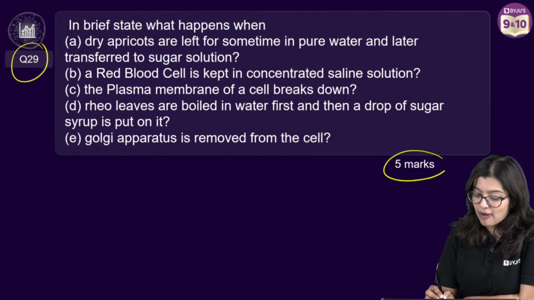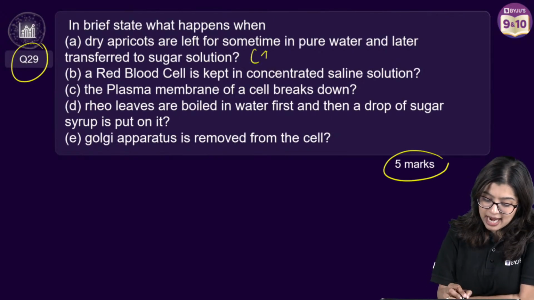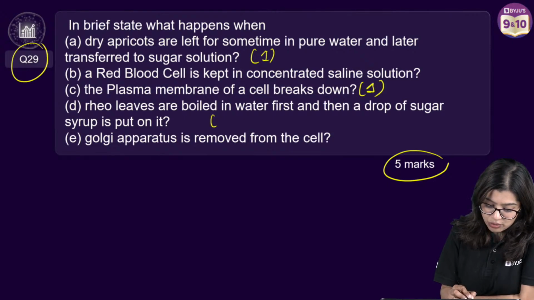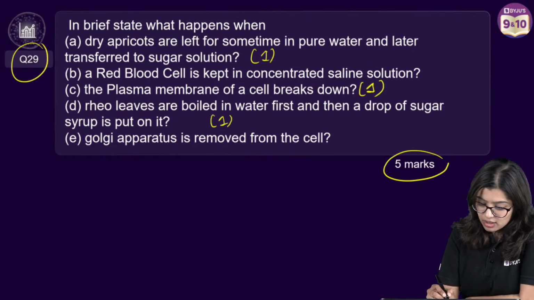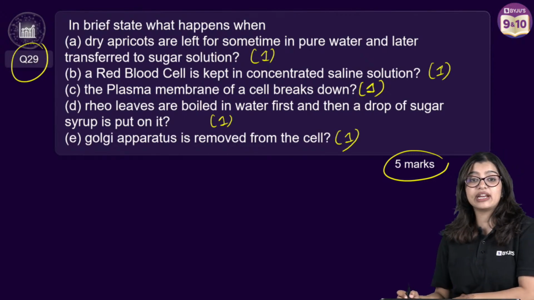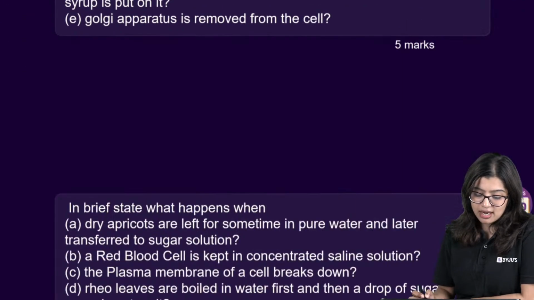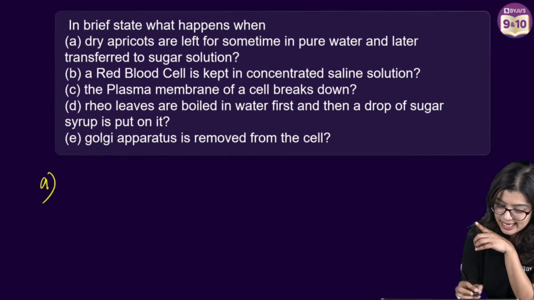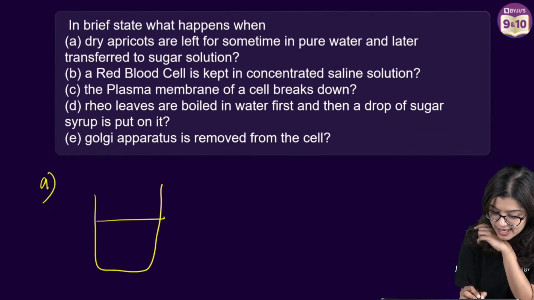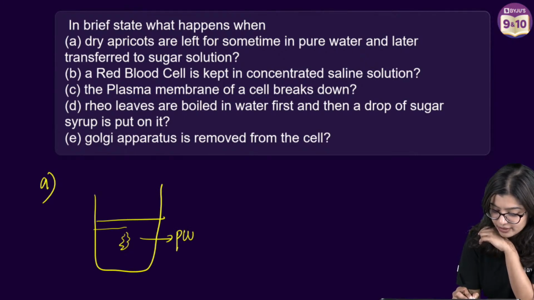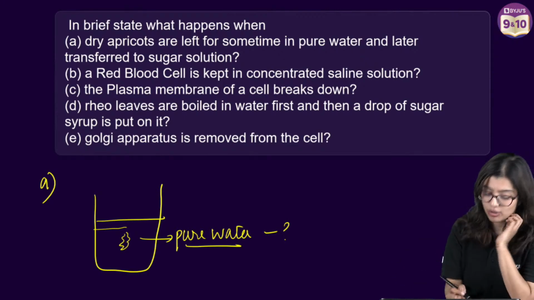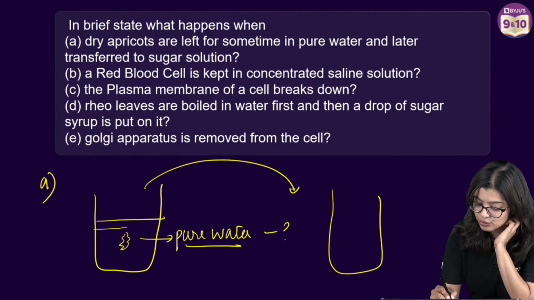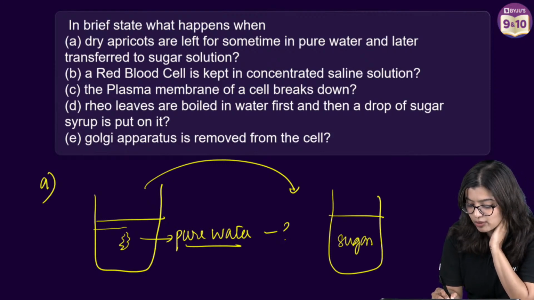So here it is a 5 mark question, which means that 1 mark each you are going to get for giving me the answer. These are give reason questions, right? So here, what is the first part? First part says that we have taken dry apricots, right? So dry shriveled apricots, if I put them in pure water, and then transfer them to a sugar solution, what is going to happen?